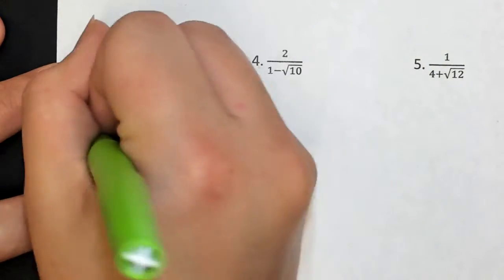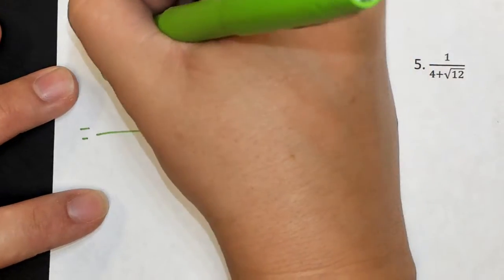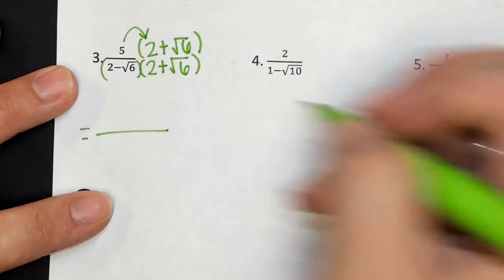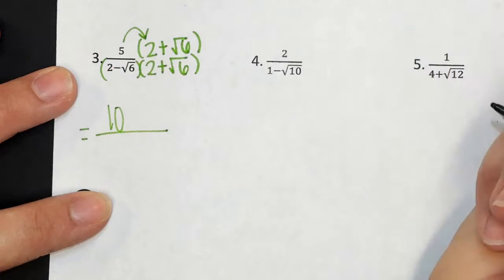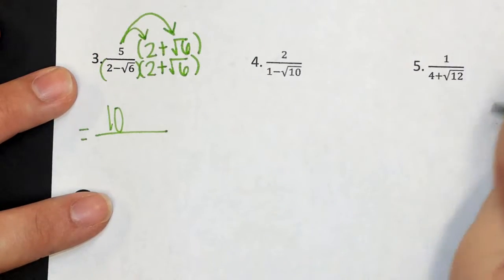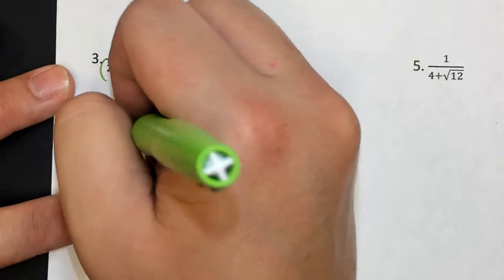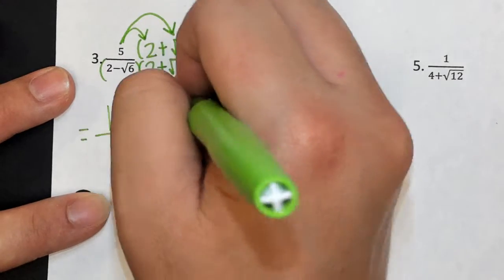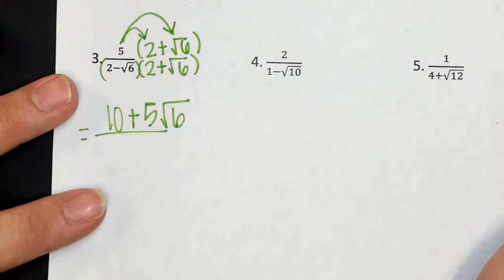Distribute the top. 5 times 2 is 10. 5 times the square root of 6. That's a positive. So positive 5 square root of 6.